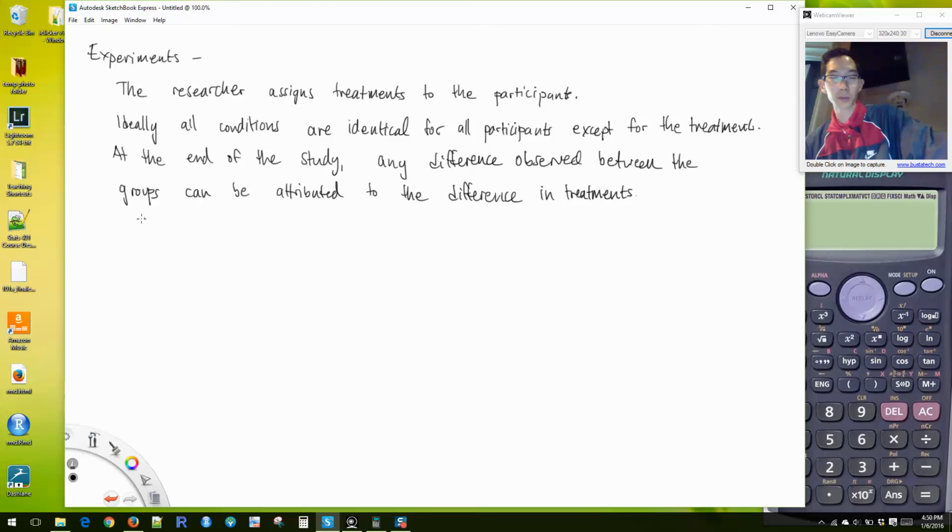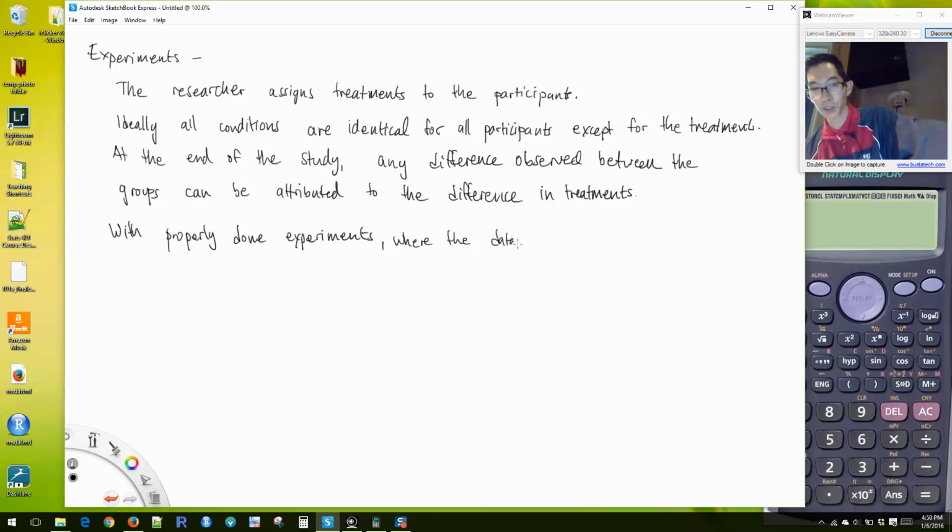Okay, and so with experiments, we can make cause and effect conclusions, or I guess I should say with properly done experiments where the data supports such a conclusion, we can make cause and effect conclusions.